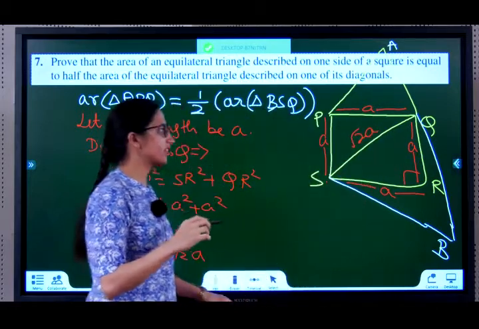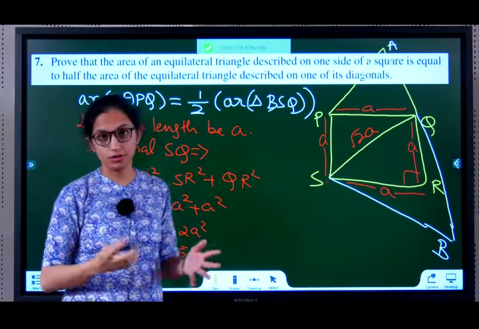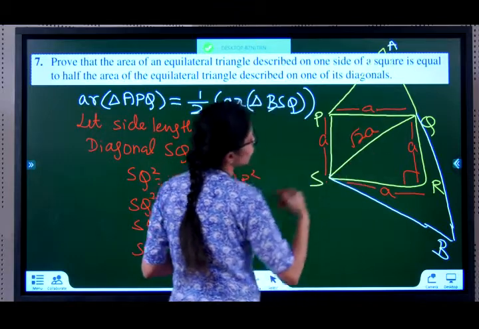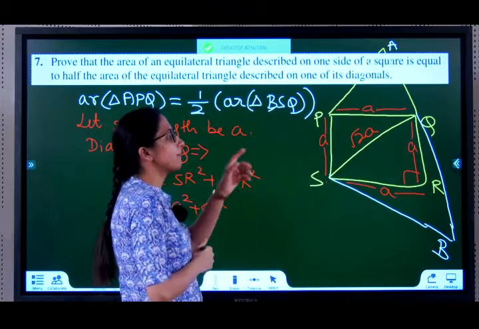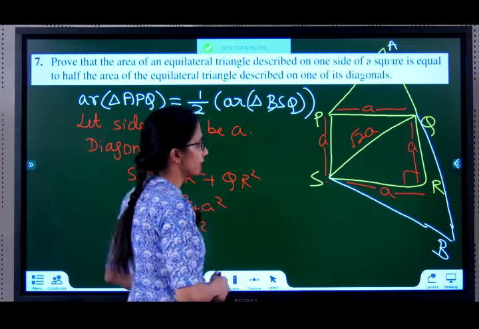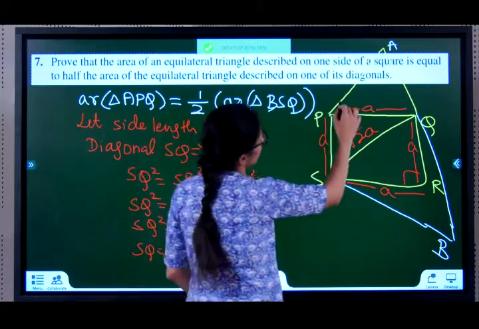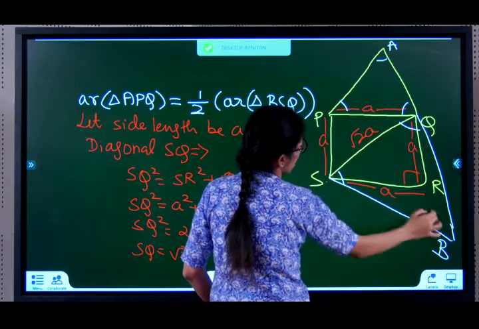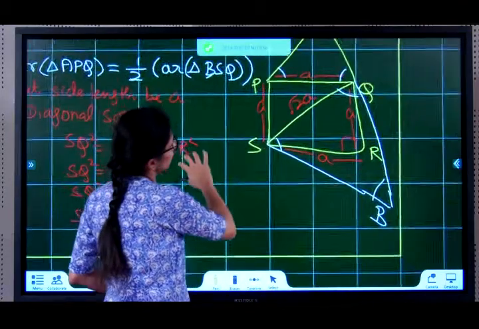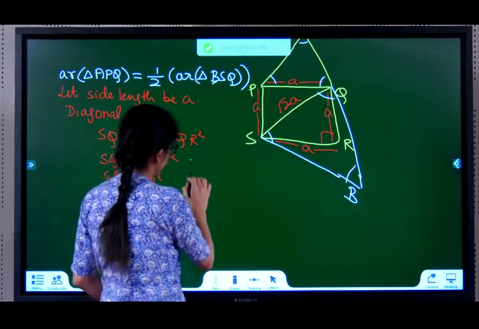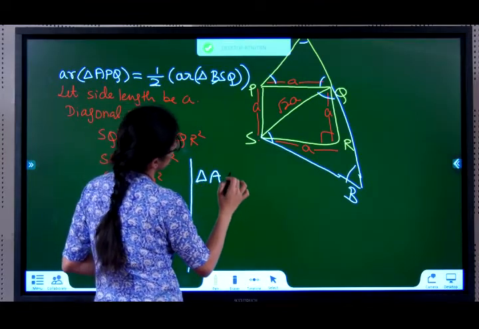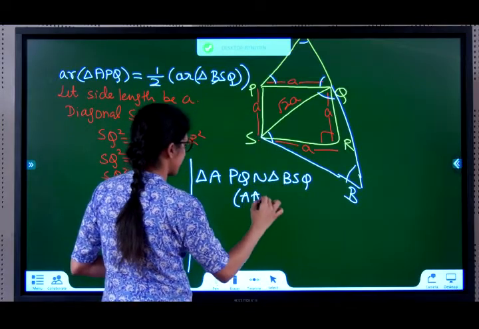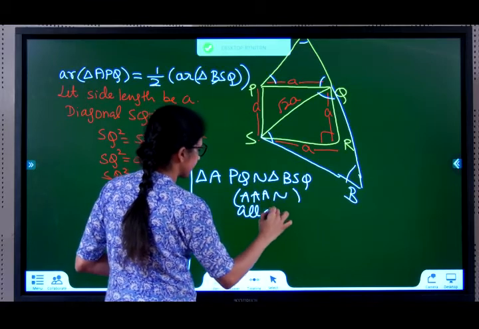In the first exercise we learned that all equilateral triangles are similar. So can I say, since all equilateral triangles are similar, triangle APQ is similar to BSQ? Why are they all similar? Because all of them are 60, 60, 60. All of them are 60 degrees. So I can therefore say triangle APQ is similar to triangle BSQ, by AAA criteria, all angles are 60 degree.